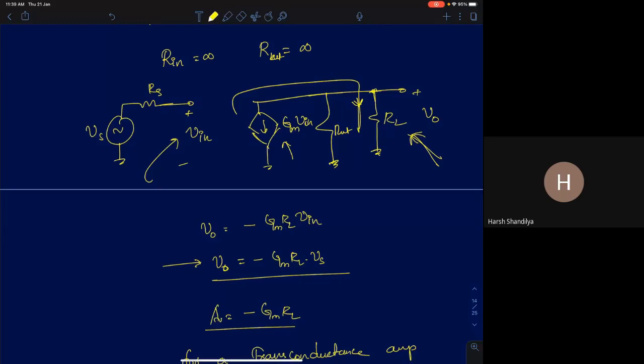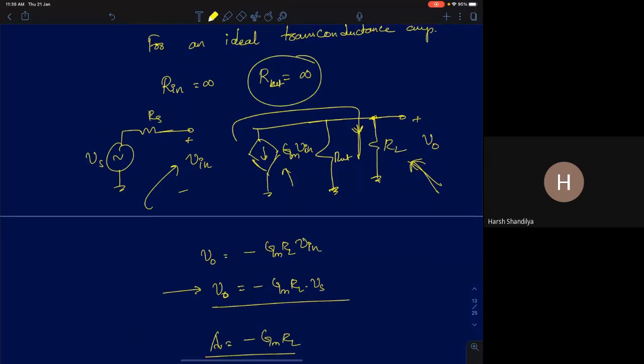So for an ideal transconductance amplifier, you need R out to be infinity, and the input is a voltage. So you want all the input voltage that you apply, Vs, to appear across the amplifier, so none of it is wasted. If you want the entire input to appear across the input of your amplifier, then Rn should be infinity.